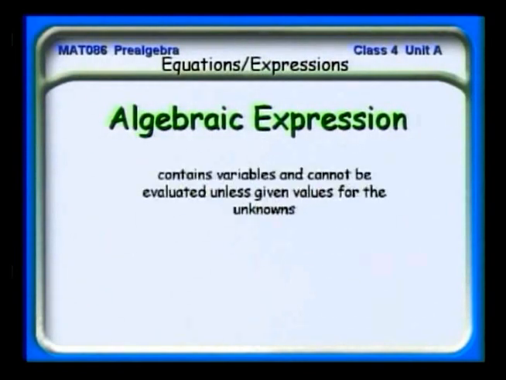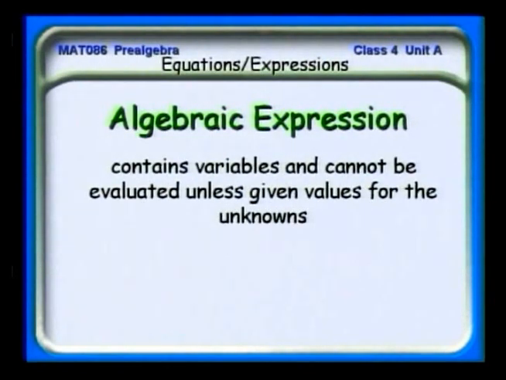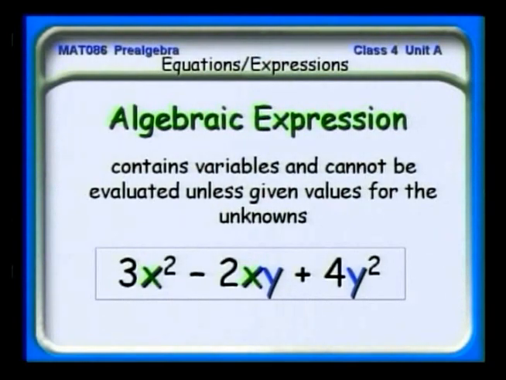Algebraic expressions, on the other hand, contain variables, and unless you know the values for those variables, there's no way to get a single number that describes it. 3x squared minus 2xy plus 4y squared is an algebraic expression, and unless someone tells you what x and y is, you have to leave it like that. You can't go any further.